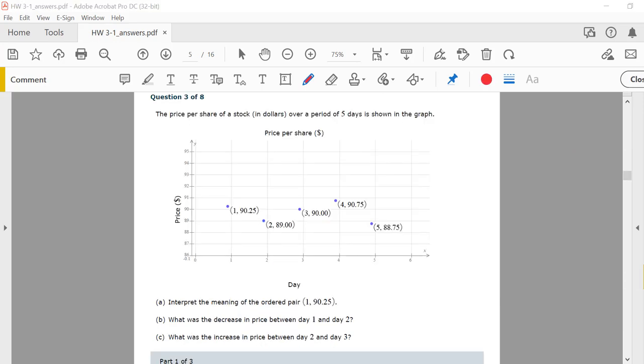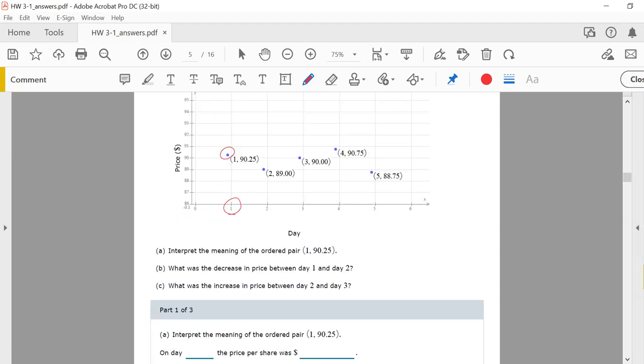Question 3, the price per share of a stock in dollars over a period of 5 days is shown in the graph. So down on the x-axis is the day. So like on day 1, here's the point. You have the point 1, 90.25. So part A says to interpret the meaning of that ordered pair. So this says on day 1, actually, let me go down and see what the question blank says. On day 1, the price per share was $90.25.